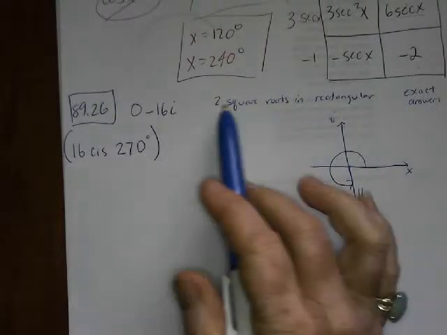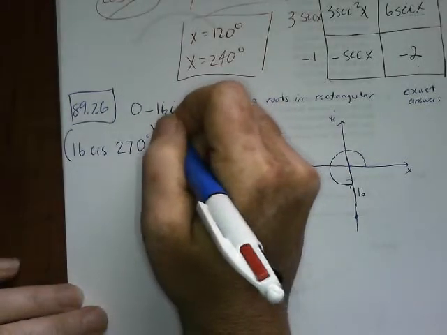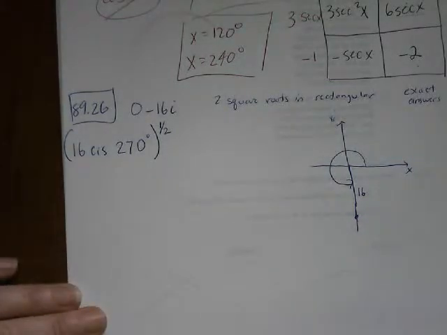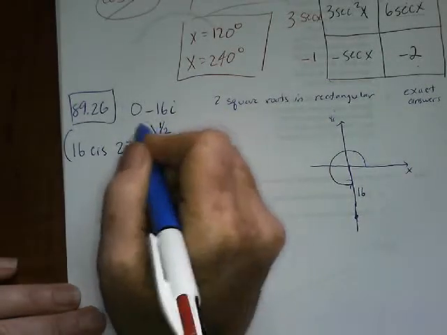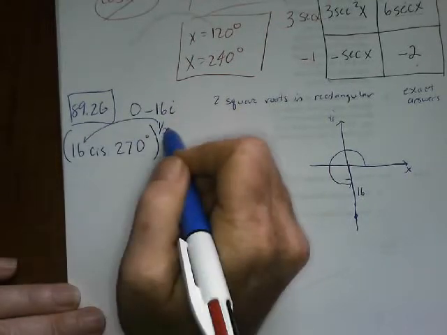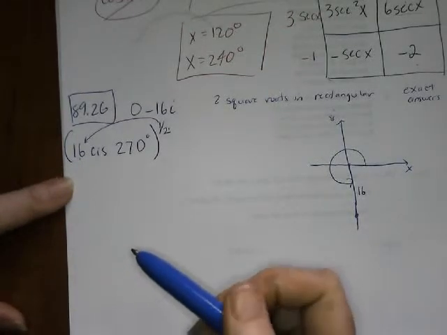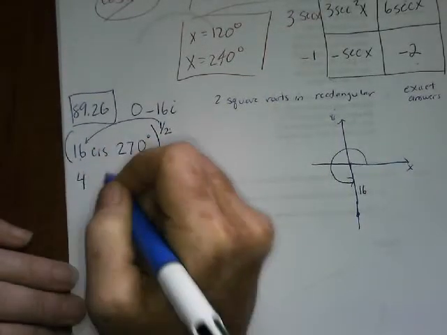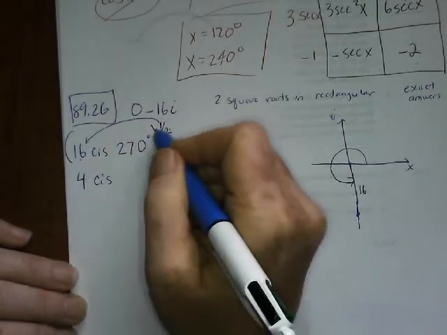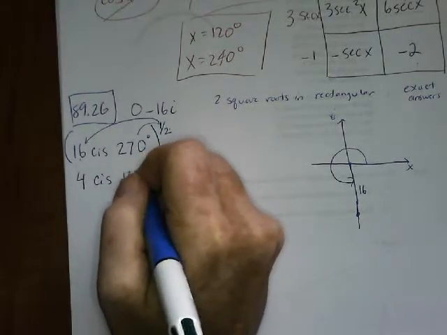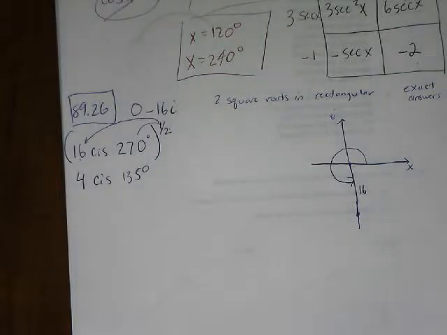And we're going to find the two square roots in rectangular. So taking a square root is the same as raising something to the half power. And now DeMoivre, which I keep talking about, is the one where you're going to take the square root of the 16, and that'll give you, I guess, 4. And then you're going to take half of 270, which I'm not sure what that is. Let's see, 270 divided by 2. 135. I guess I should have known that. Okay. So I took half of it.